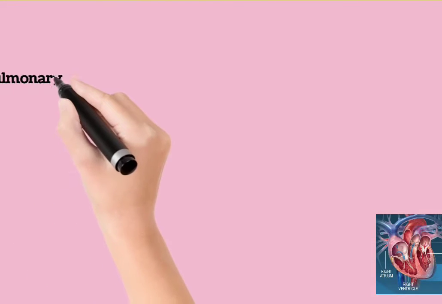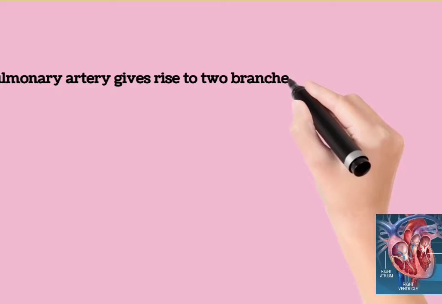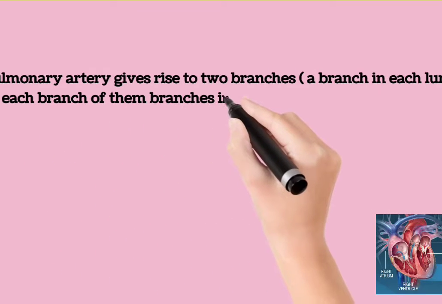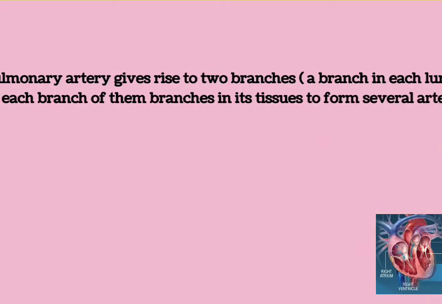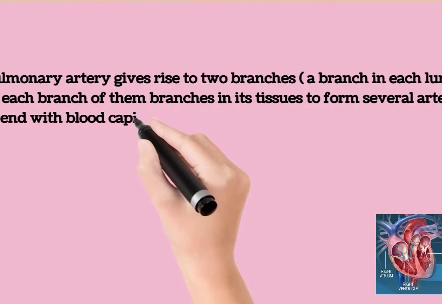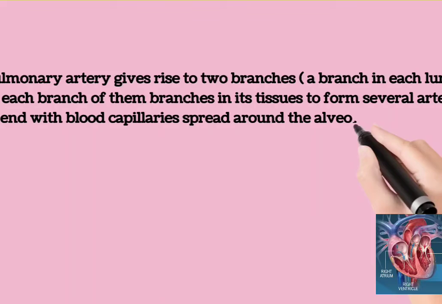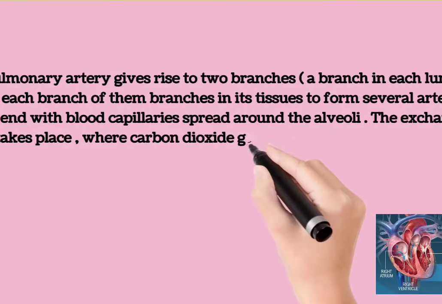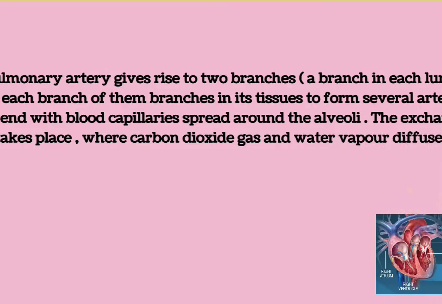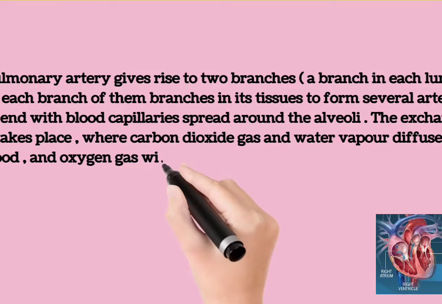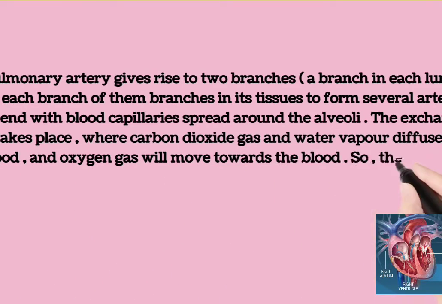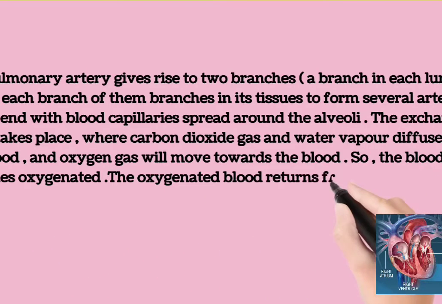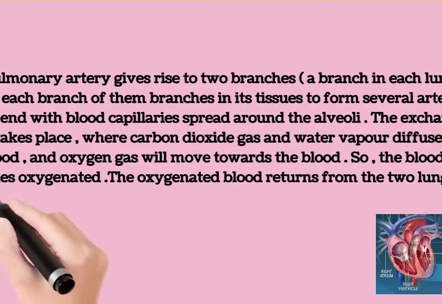The pulmonary artery gives rise to two branches, a branch in each lung, where each branch branches in its tissues to form several arterioles which end with blood capillaries spread around the alveoli. The exchange of gases takes place, where carbon dioxide gas and water vapor diffuse from the blood, and oxygen gas will move towards the blood. So, the blood becomes oxygenated.